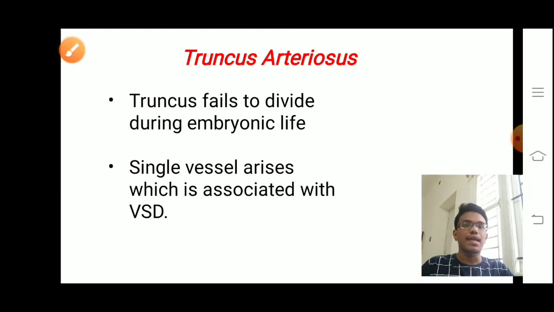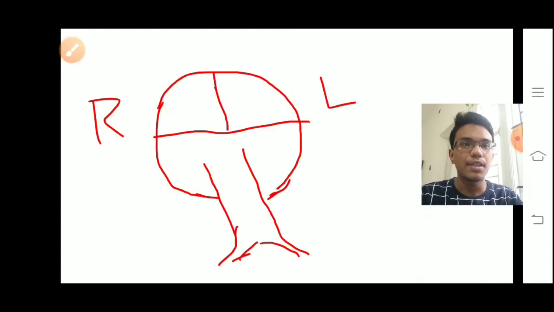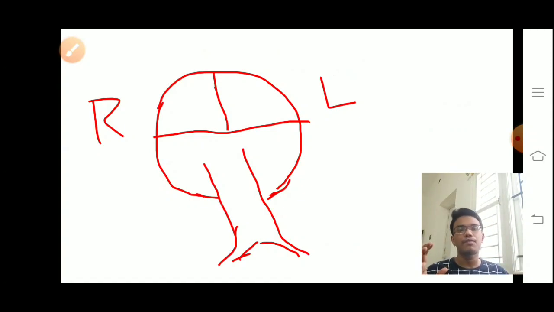Now coming to our second part, that is truncus arteriosus. What does it mean? See, generally you know that we have the left side of the heart and right side of the heart, and the atrial septum and the ventricular septum develop, leading to the separation of the atria and the ventricles respectively. And then for the pulmonary artery, there will be a structure called truncus. This structure will usually divide into pulmonary artery and aorta during intrauterine life.